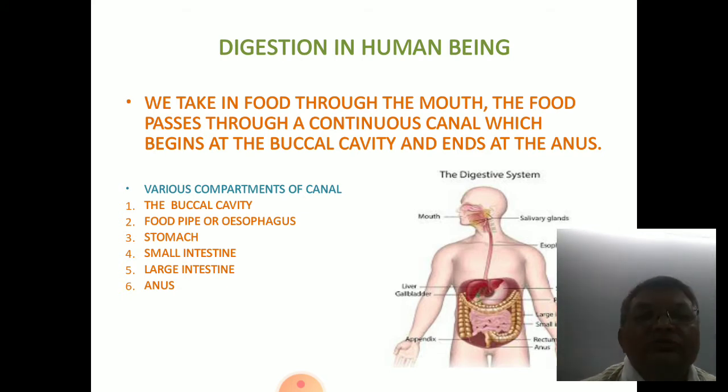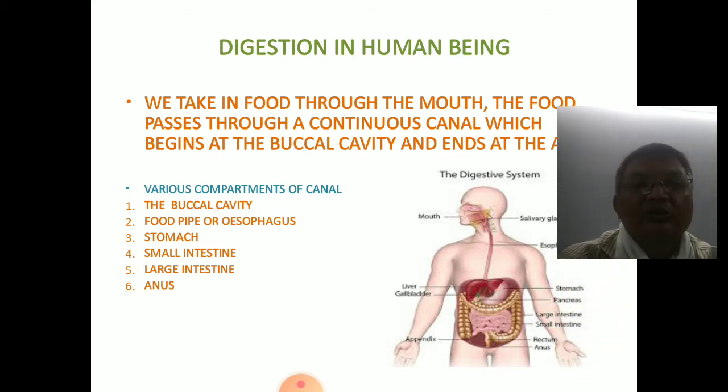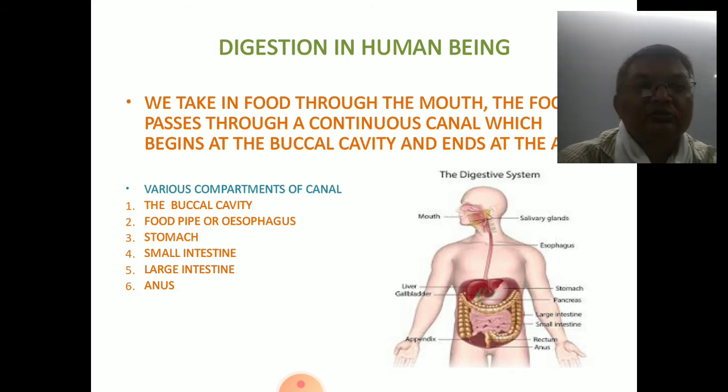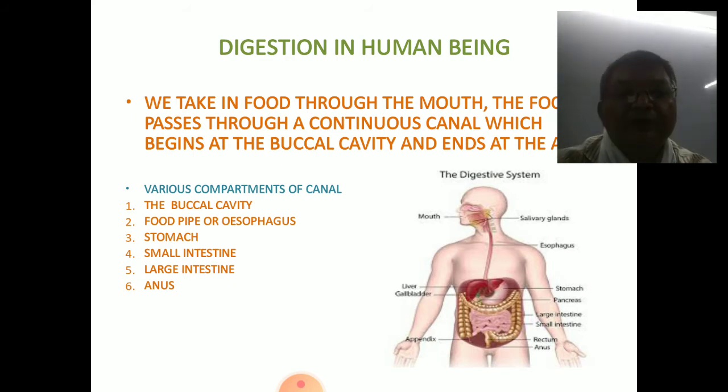The second thing I want to share with you is that in sequence, these parts are the buccal cavity, food pipe or esophagus, stomach, then small intestine, and then large intestine, and finally the anus, through which undigested food is removed from the body.